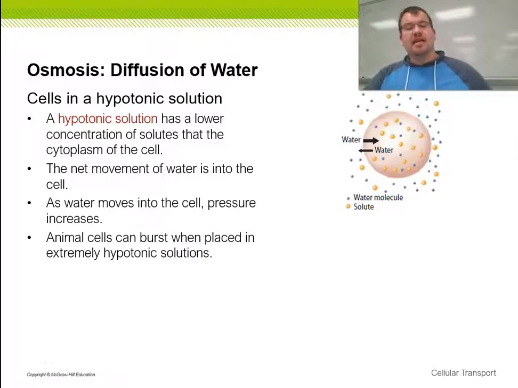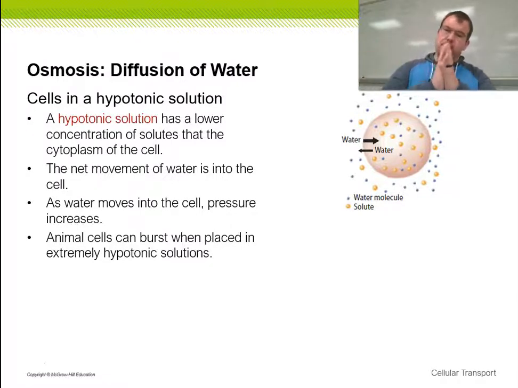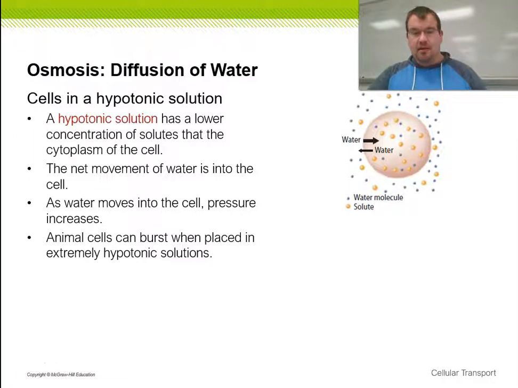Animal cells can actually burst when placed in extremely hypotonic solutions, because so much water is pushed into that cell that it bursts. Okay, so that's hypotonic.